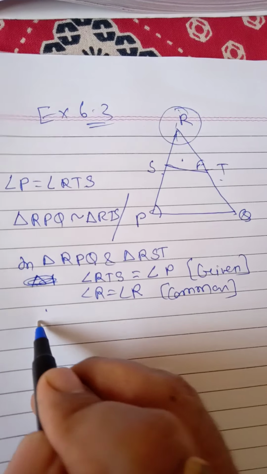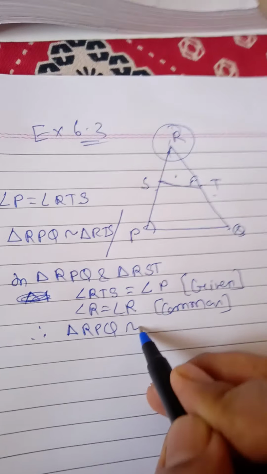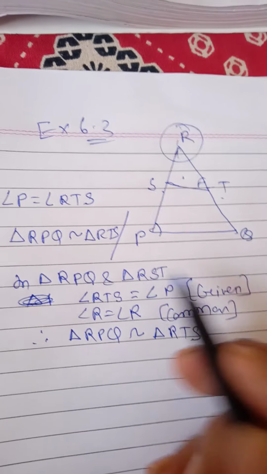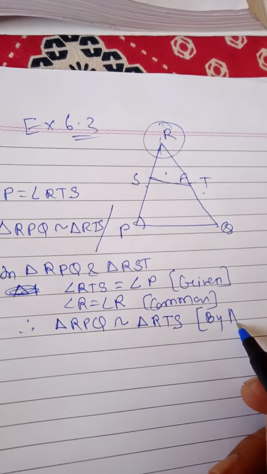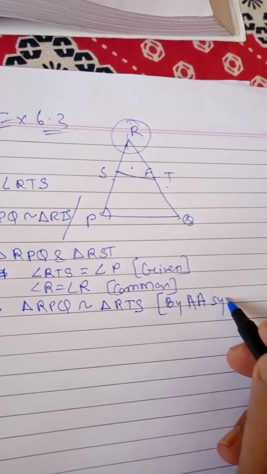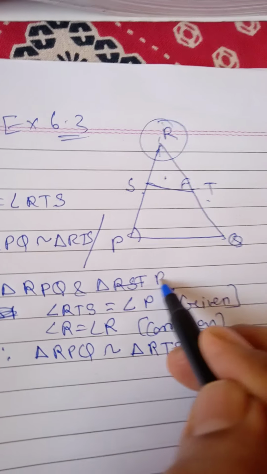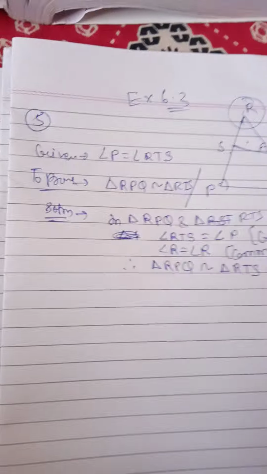And therefore I will write triangle RPQ is similar to triangle RTS. I have written RST, you can write RTS, it's the same. By which criteria? Angle similarity. So it's better that you write here RTS. Okay, by this way we have proved this one. Clear? Now go to question number 6.